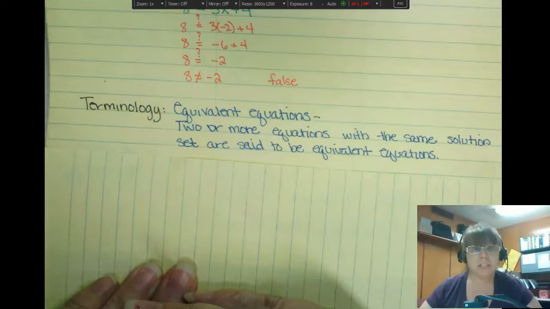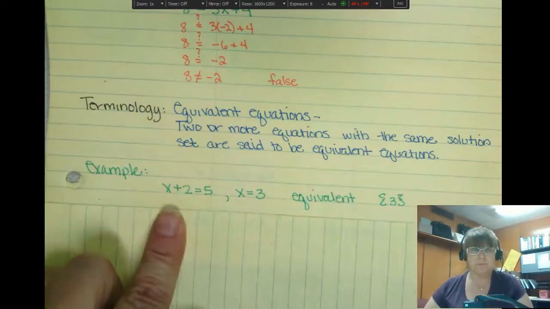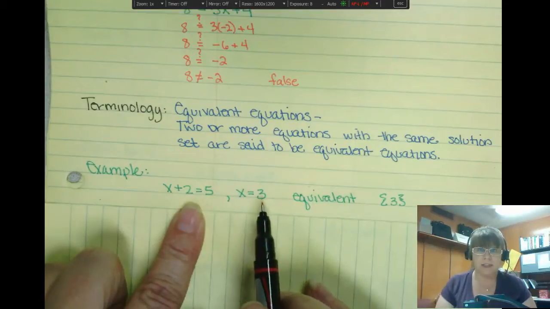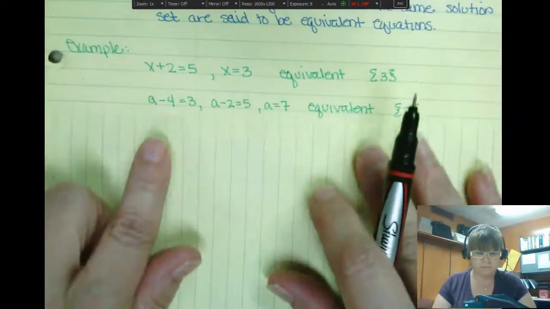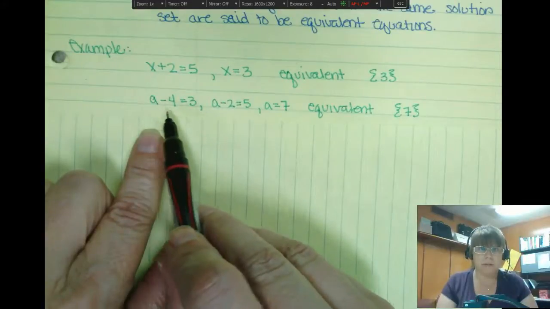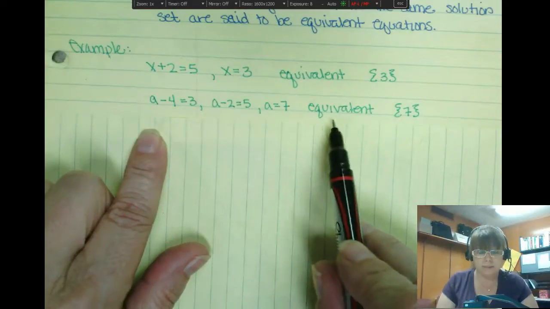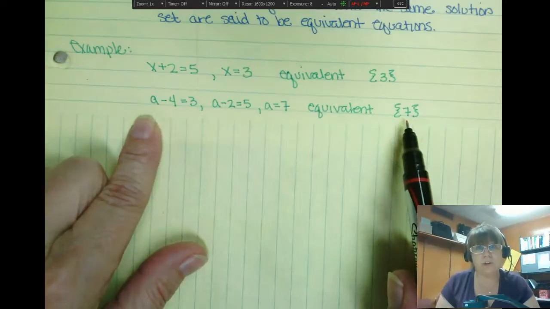Okay? So we do need to know what an equivalent equation is. Two or more equations with the same solution set are said to be equivalent equations. For example, x plus 2 equals 5, if you remember our solution set is 3, as well as x equals 3. They are both equivalent because both have the same solution set of 3. Another example: a minus 4 equals 3, a plus 2 equals 9, a equals 7. They're all equivalent because if we have 7 for a, the solution set is 7, and they're all true. So they're all equivalent equations because they all share the same solution set.